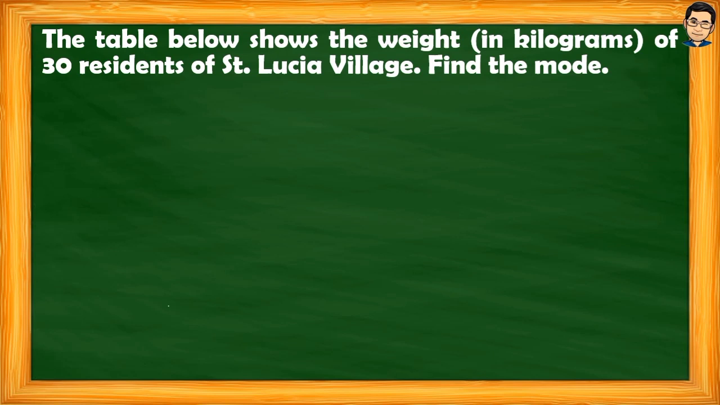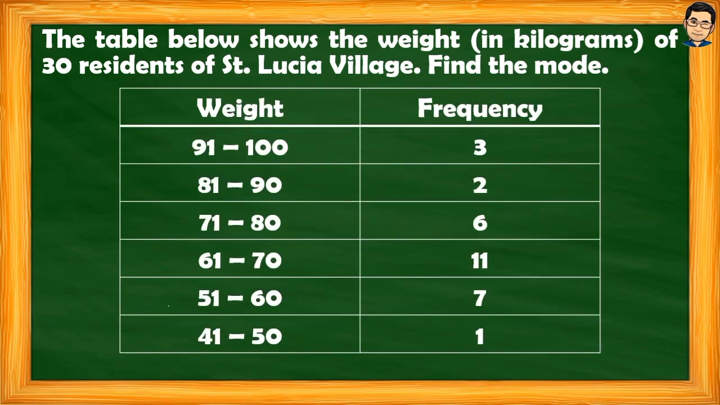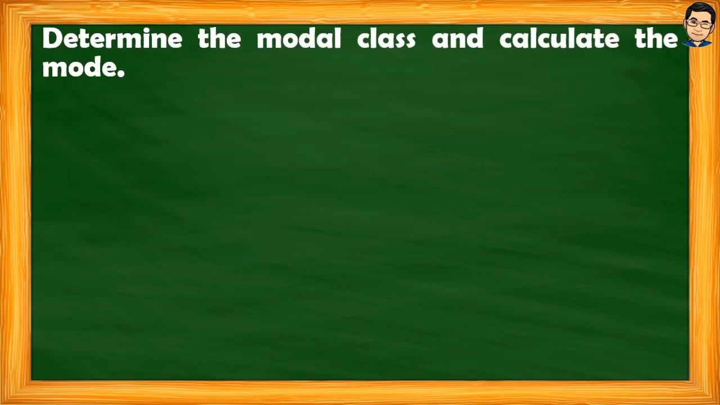So, let us apply the formula for mode of grouped data. Our example is, the table below shows the weight in kilograms of 30 residents of St. Lucia Village. Find the mode. Okay, so what we are talking about here is weight, expressed in kilograms. So, this is our data. First column, we have weight, expressed in kilograms. And then, the frequency on the second column. So, determine the modal class and calculate the mode.